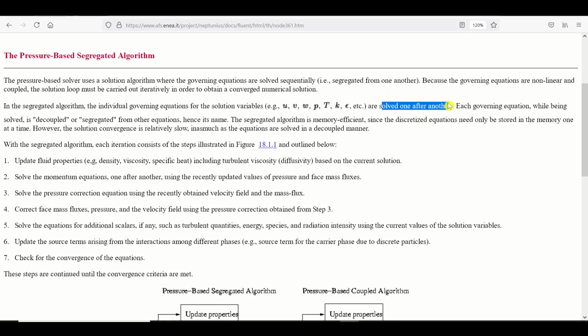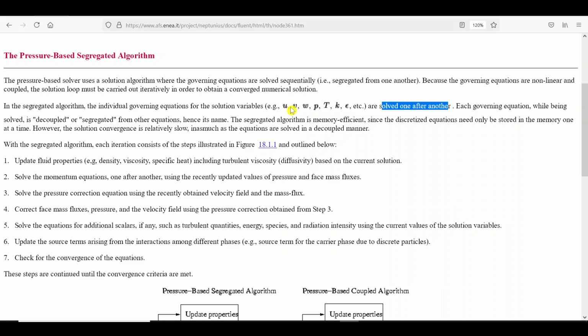That is what is written over here. So they are solved one after another. Each governing equation, while being solved, is decoupled, right? I mentioned to you that the equations are coupled. Now each governing equation is one by one decoupled or segregated from the other equations. That is why its name is given as the pressure-based segregated algorithm. The segregated algorithm is memory efficient since the discretized equations need only be stored in the memory one at a time. And I believe it doesn't require a lot of RAM when we are utilizing the segregated algorithm, because the equations are stored one by one.